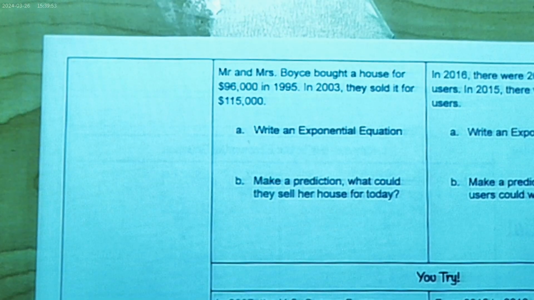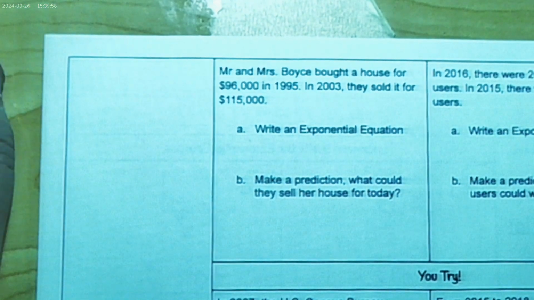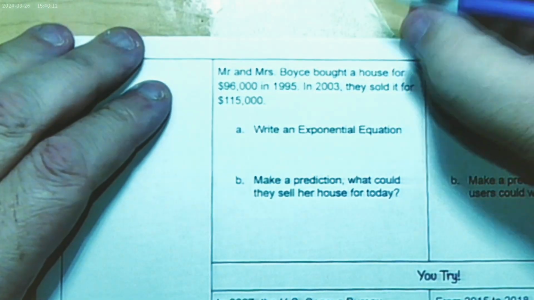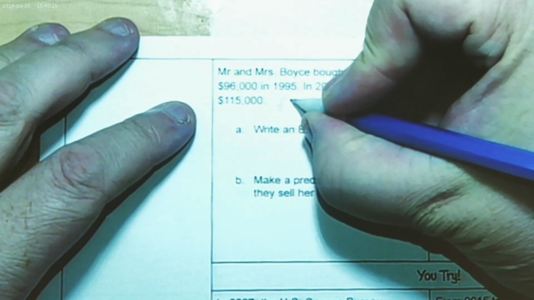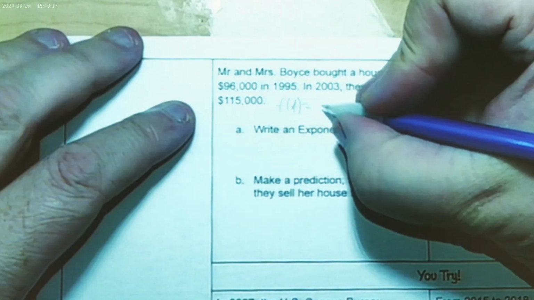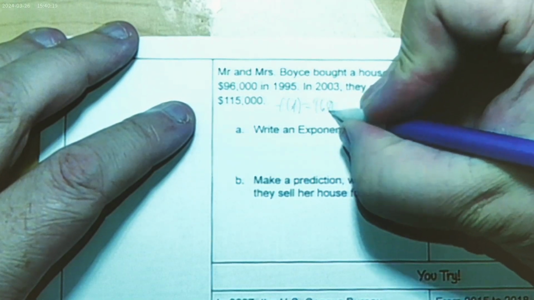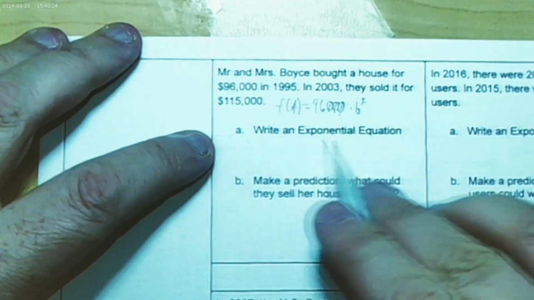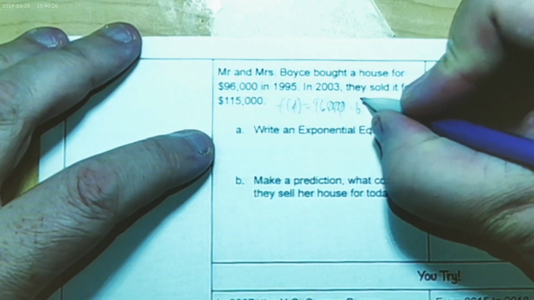I kind of wish they'd given us more space for some of these, but all right. Mr. and Mrs. Boyce bought a house for $96,000 in 1995. Oh, that sounds so nice. And then 8 years later, they sold it for $115,000. All right, so they bought a house for $96,000, so that means I'm going to say F of t equals 96,000 times b to the t, my mistake.